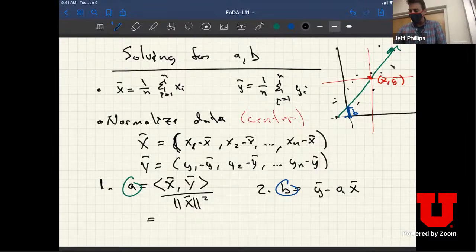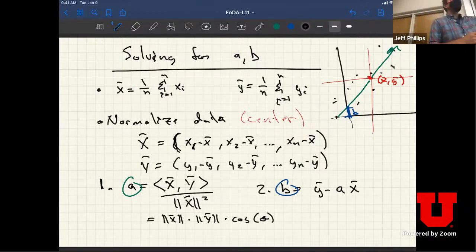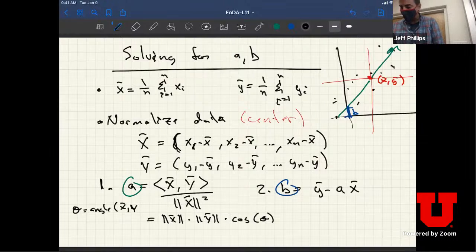One way of seeing this is that you can write the dot product as the 2 norm of x bar times the 2 norm of y bar times cosine of theta. Again, these are n-dimensional vectors, and theta is the angle between x bar and y bar in this high dimensional space. If you can imagine that. So this angle is a correction factor that says how correlated these are to each other.